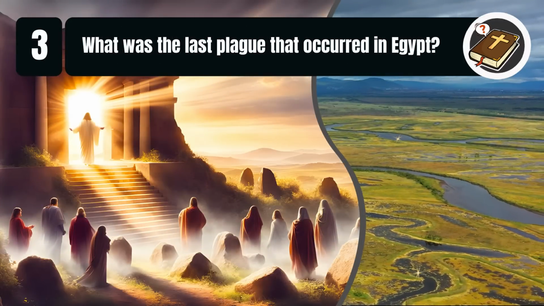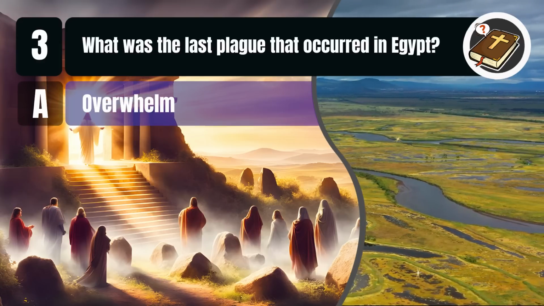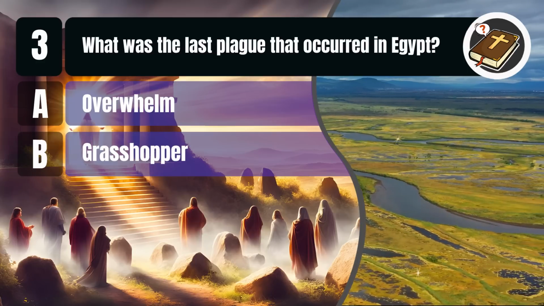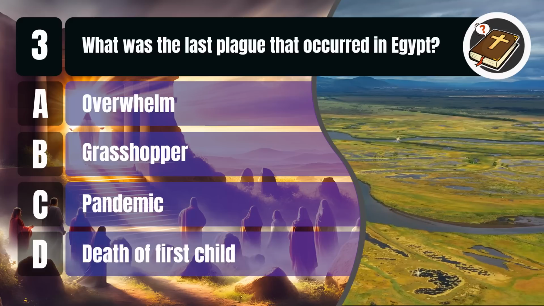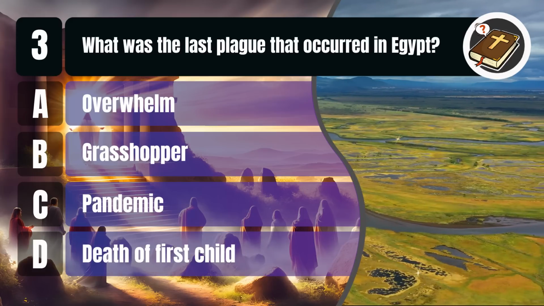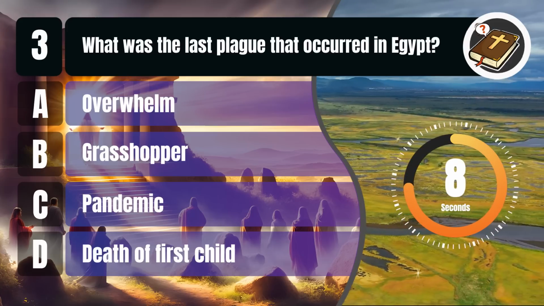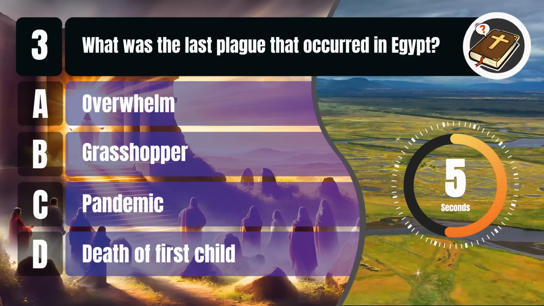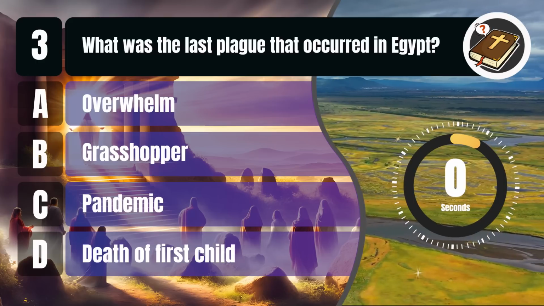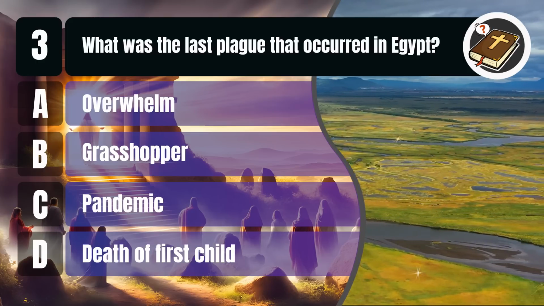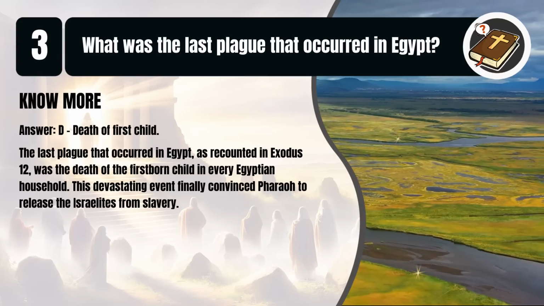Question 3. What was the last plague that occurred in Egypt? A. Overwhelm. B. Grasshopper. C. Pandemic. D. Death of first child. You get 10 seconds. That's D. Death of first child.